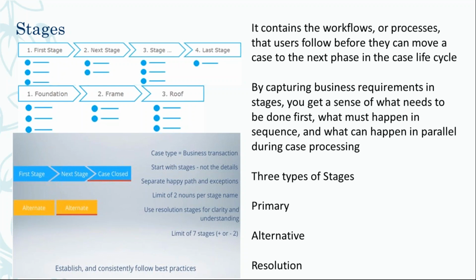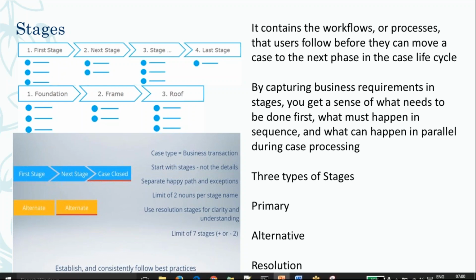If you see, I've given the example: the first stage, next stage, and case close. That's the happy path, and in Pega, the case legend is used. Next, the resolution stage is the stage where your case is going to be closed. That is what we call the resolution stage. There can be multiple resolution stages in the system.